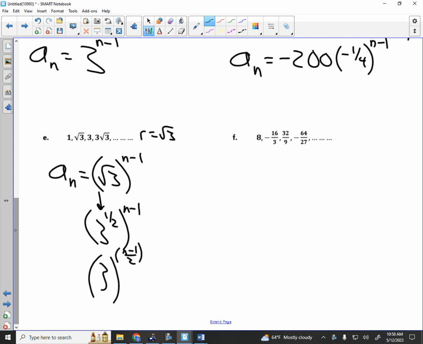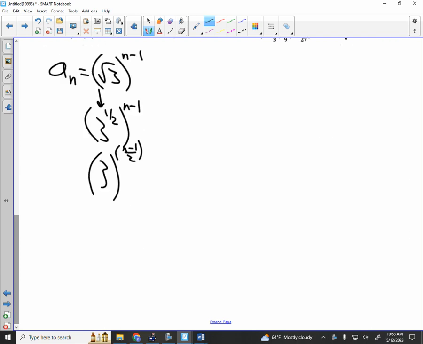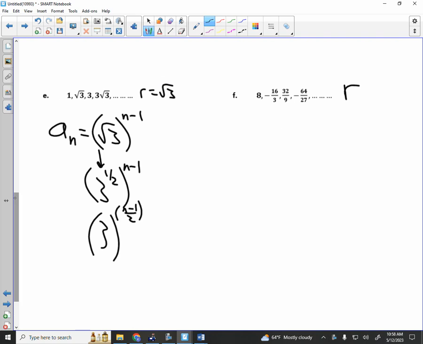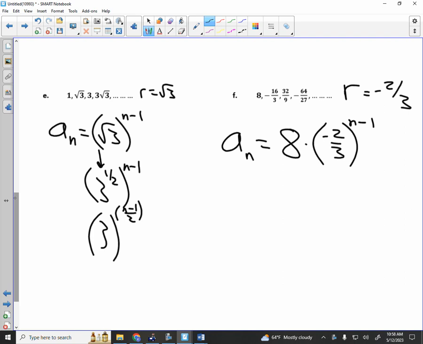Last one. Talk to your friend. Find out the ratio. Go. Take 35 seconds. Figure out the ratio. What do you got? Yep, r is equal to negative 2/3. Therefore, we have a sub n is equal to 8 times the ratio, which is negative 2/3 raised to the n minus 1 power. What do you think? Not too bad?